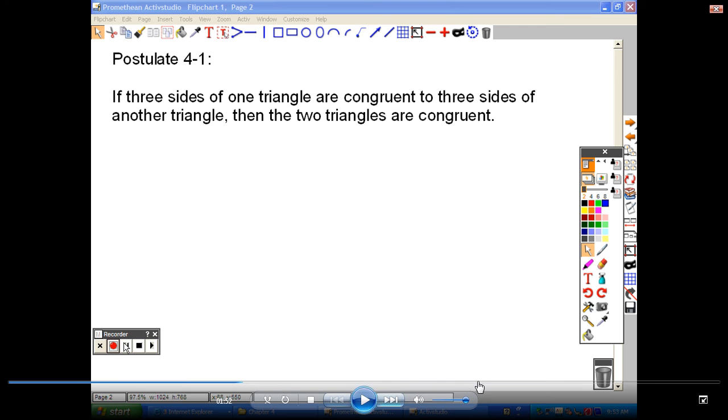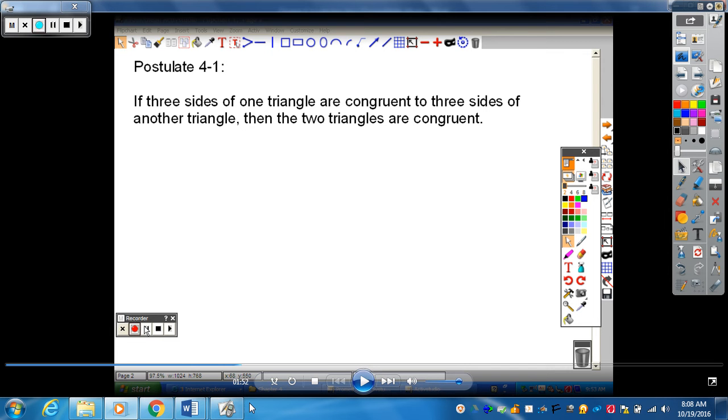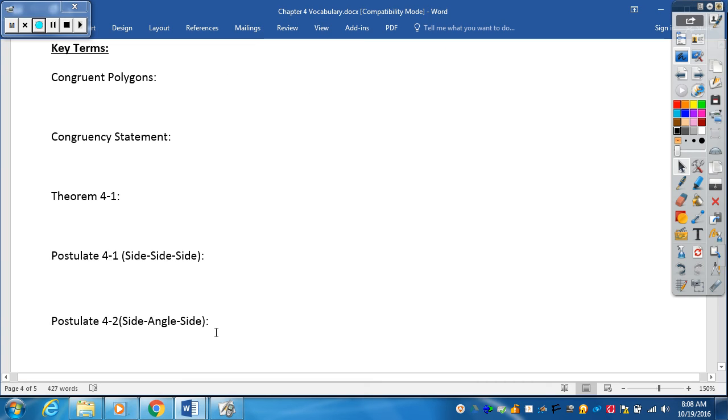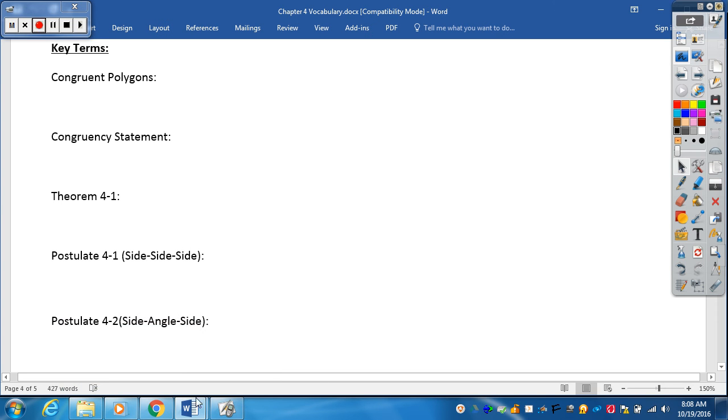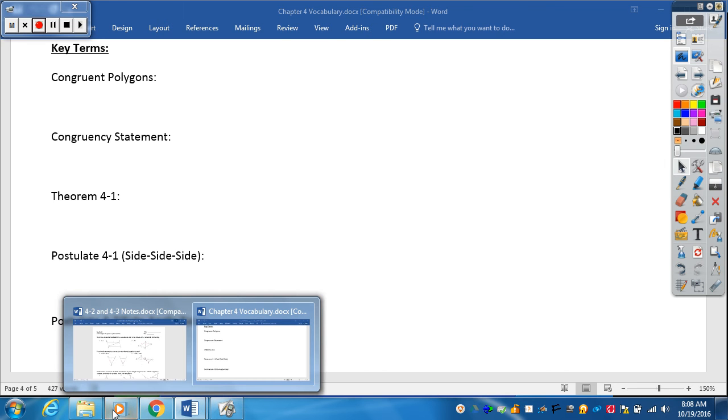Okay, if we look at your vocabulary sheet here, pull that up, we've got postulate 4-1, side, side, side. Now, whenever you want to use side, side, side, all you have to do is put down SSS. That's a quick and easy way to tell me what you're trying to say. You don't have to write out this entire postulate, but what I want you to do is write down the entire postulate here so that we know that you know exactly what we're looking at.